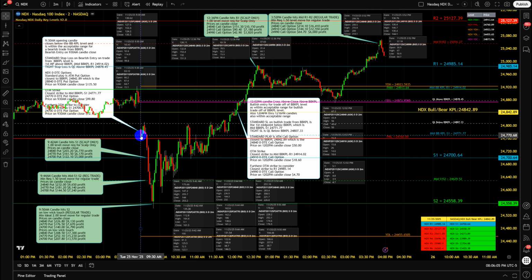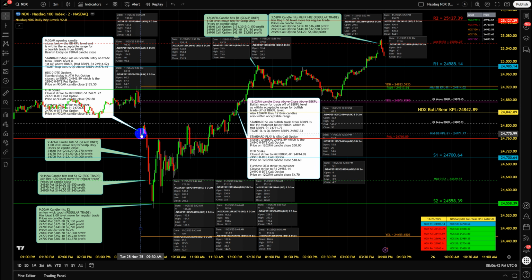Okay, so this 9:30 a.m. opening candle is your bearish entry signal, as it is within the acceptable range for a bearish trade off of the BB-KPL level. And just like in our SPX daily key levels indicator, you have 3 different option strikes that you can utilize on any bullish or bearish trade from any of the main key levels. The main key levels that you can take trades on are the BB-KPL, the R1 through R6, and the S1 through S6 levels.